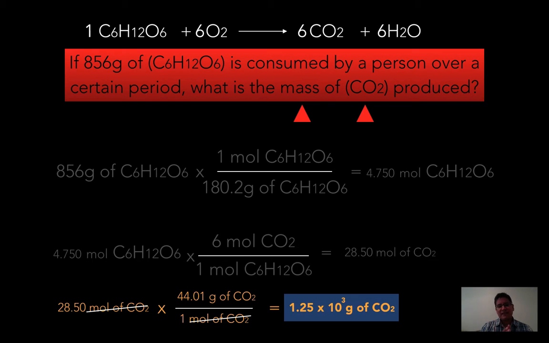So 856 grams of glucose, when I consume that and my body burns it up through the Krebs cycle, the ETC, all that good stuff we learned in biology. Remember, CO2 is a waste product of this process of producing ATP. So 856 grams of glucose will produce 1,250 grams of carbon dioxide.